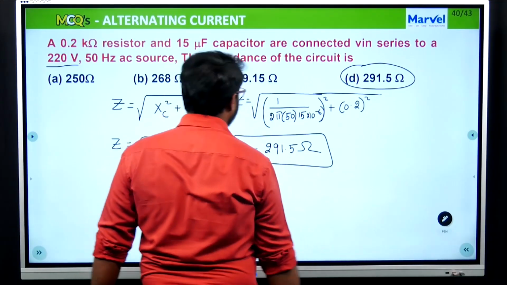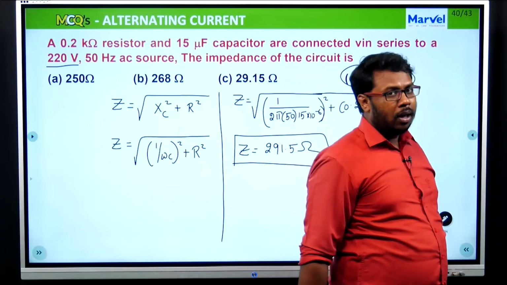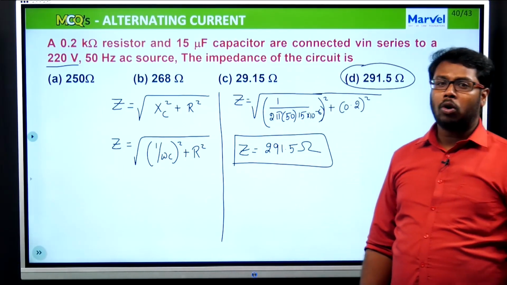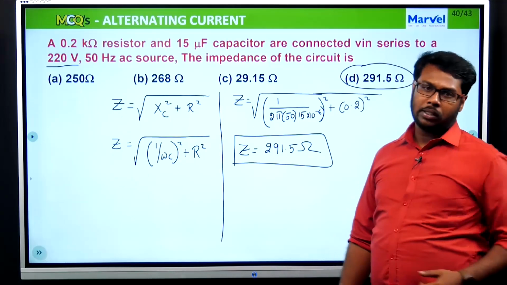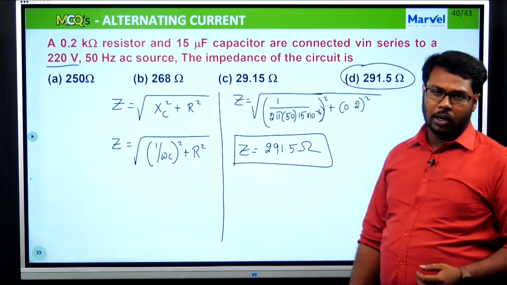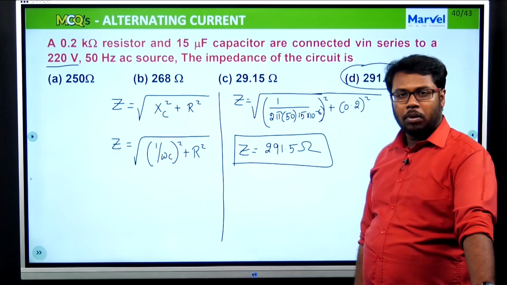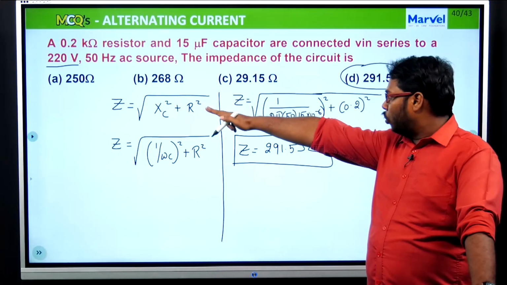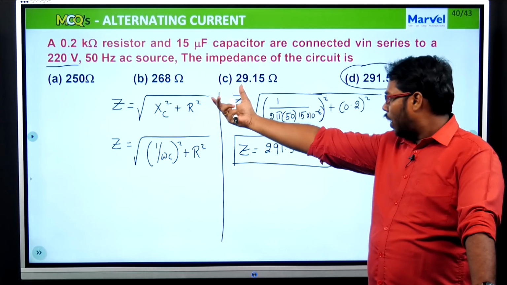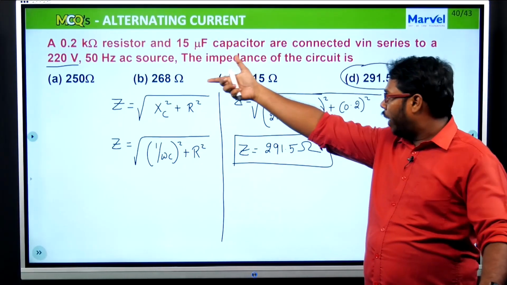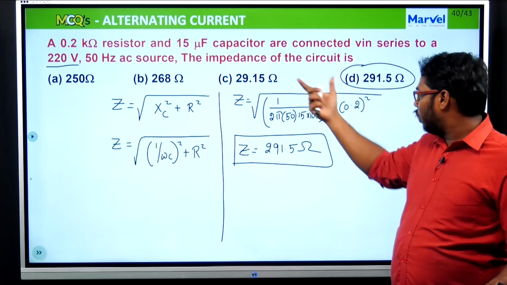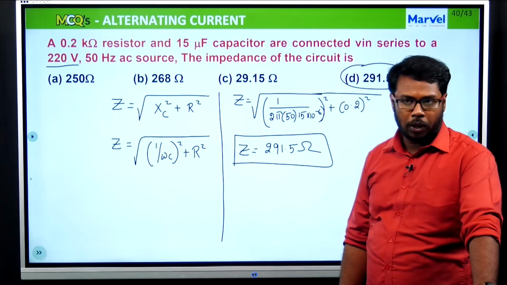This is the total impedance offered by a circuit which carries both a resistor and a capacitor, and which looks something like this. So this is how you do the problem: direct substitution. Write the formula first, reduce it accordingly, and take all the data from your question and put it in the respective places.